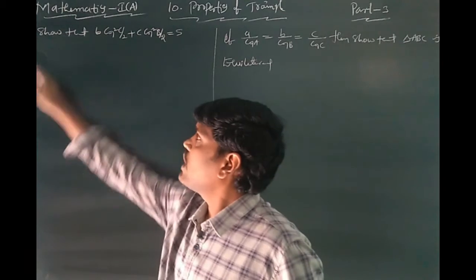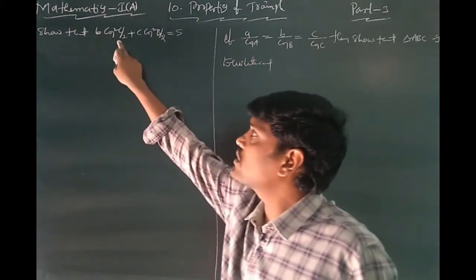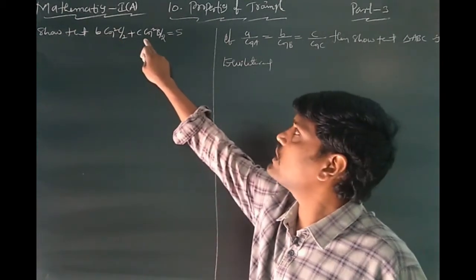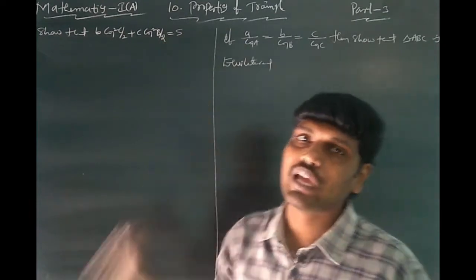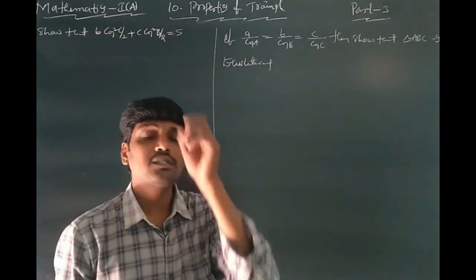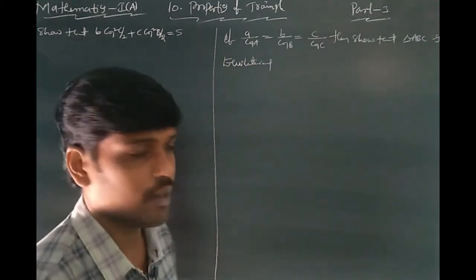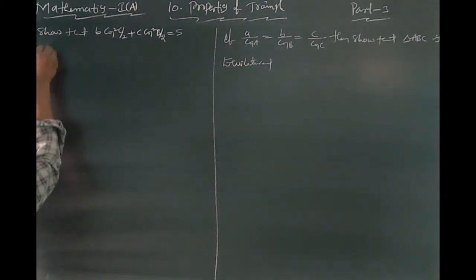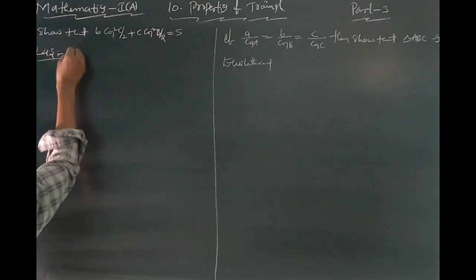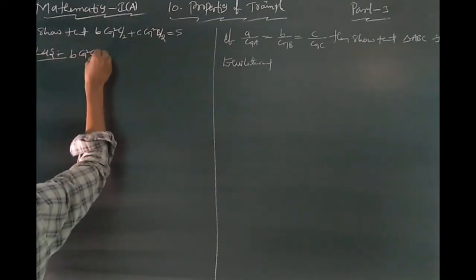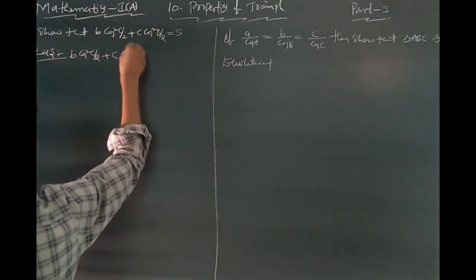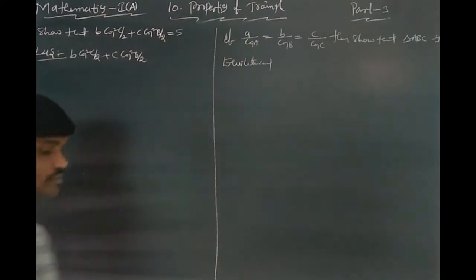What is the first one? Show that b cos square c by 2 plus c cos square b by 2 equal to s. Cos b by 2, cos c by 2 formula is the half of the angle model formula. That's why first we have to take the LHS part. What is the LHS part? b cos square c by 2 plus c cos square b by 2.